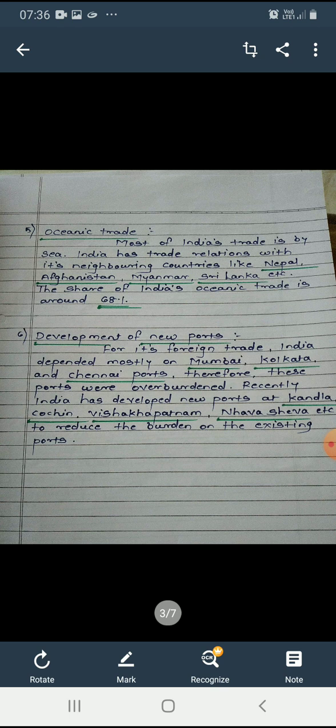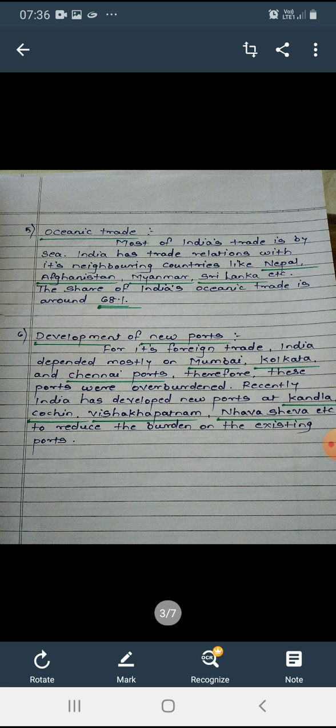The share of India's oceanic trade is around 68%. Means, in short, more than half of India's foreign trade is done by waterways, and the rest of the foreign trade will be done either by road or maybe by railways.